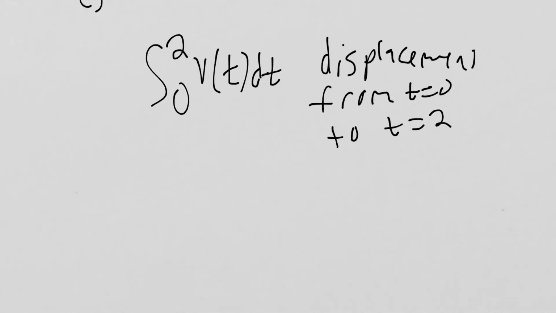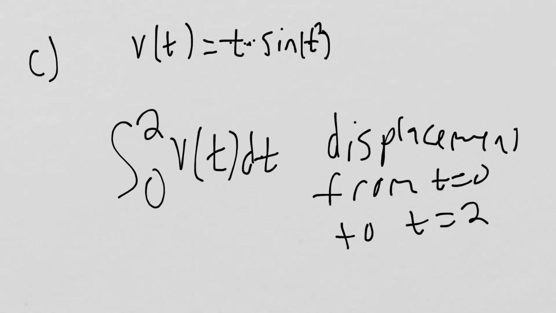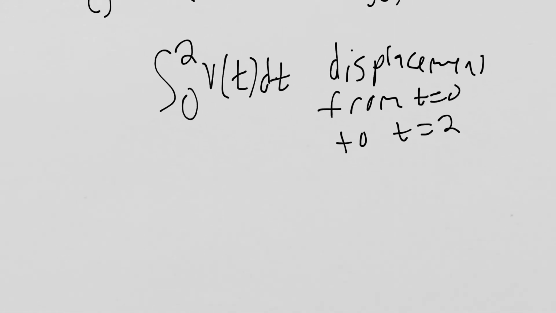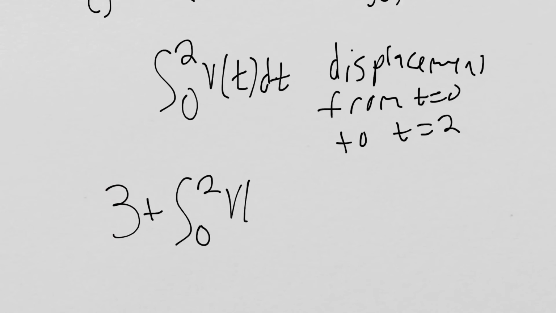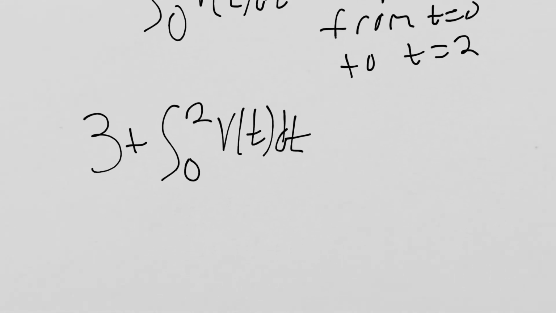So what we want is the position. So we're now going to add that starting position because we know that y of 0 equals 3. So our position after 0 seconds is 3. So we're going to do 3 plus the integral from 0 to 2. So this is where we were. This is how much we're displaced, and that's going to tell us where we are now, our new position. Okay. So this will give us our position at t equals 2.